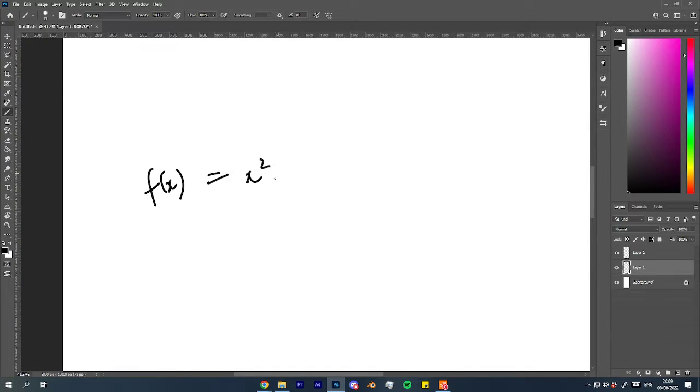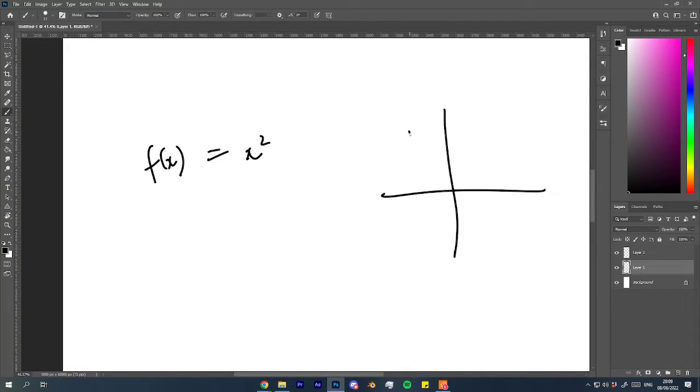Okay, f of x equals x squared. Okay, and this graph looks something like this.